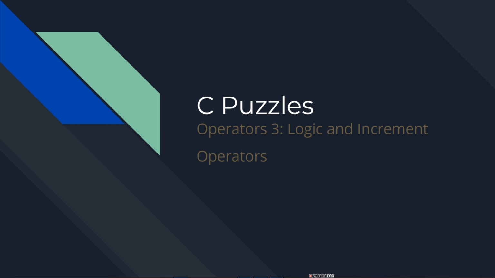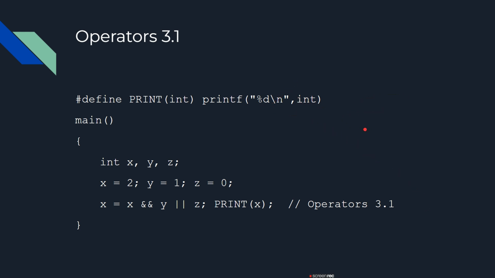Back to C puzzles. We are going to jump right back in where we left off. We are going to be talking about operators, section 3, logic and increment operators. Here we'll be focusing on the exercise operators 3.1 from the C puzzle book by Alan R. Feuer.